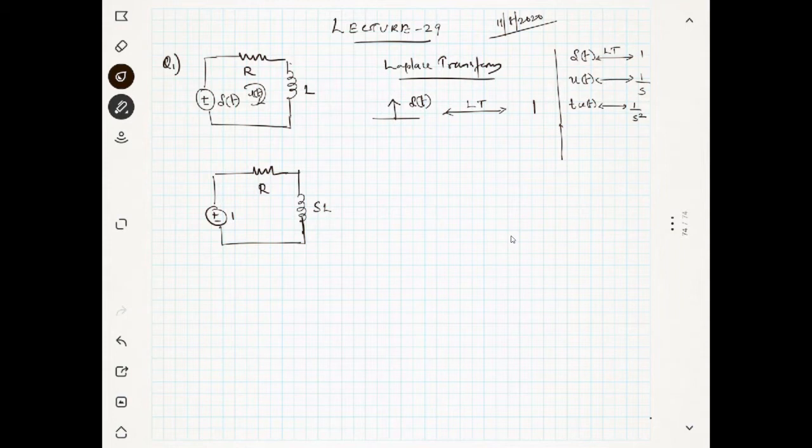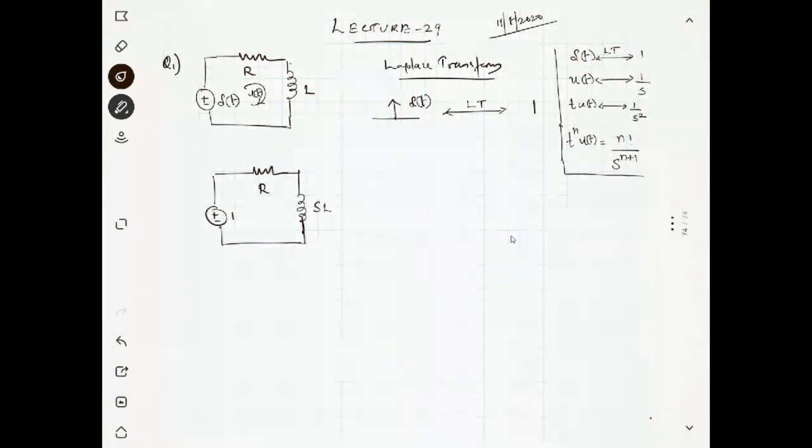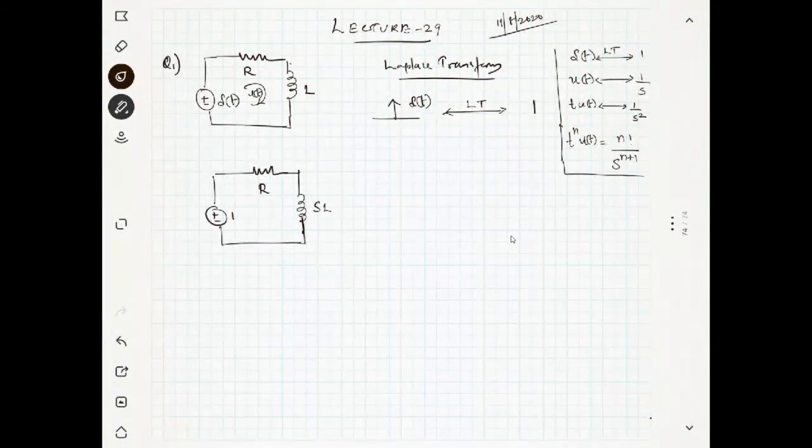I will give you the general formula. The Laplace transform of t raised to n into u of t is n factorial divided by s power n plus 1. This is the rule, actually. Then you can calculate for any n. So this is a general rule anyway.